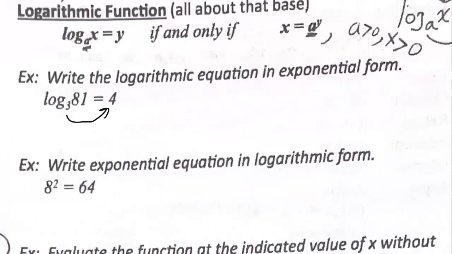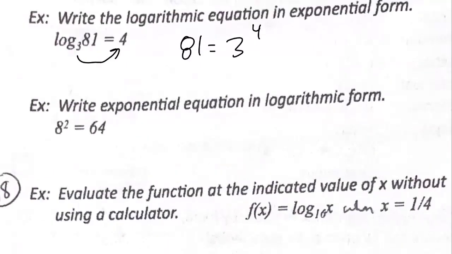So you take that 3. It's equal to 81, and you bring it to the power of what that log is equal to. So in this case, it's equal to 4. So you take the base and you write it to the exponent of 4. You could actually double check if you did it right. 3 to the power of 4 is indeed 81. So that is logarithm to exponential.